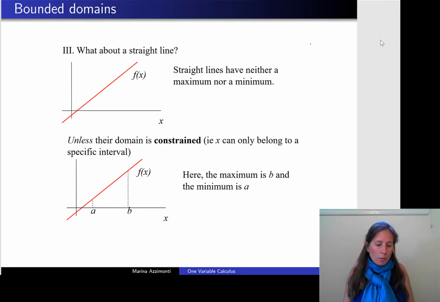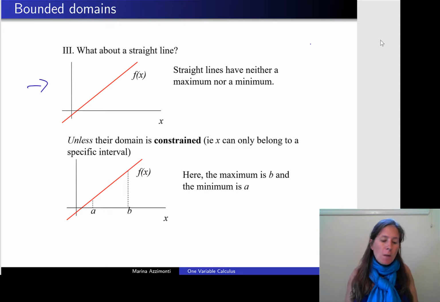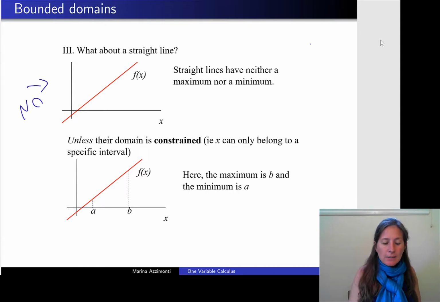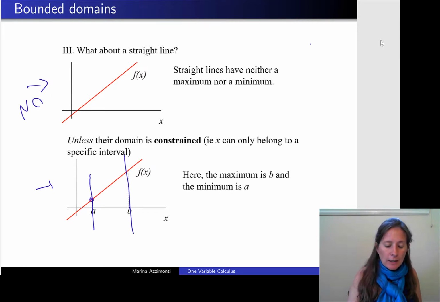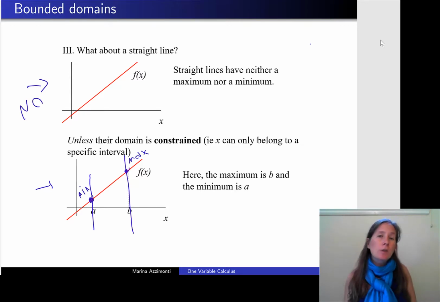Let me move here. What about the straight line? Well, straight lines, if the domain is unconstrained in the real line, are neither going to have a maximum nor a minimum. The only way in which a straight line is going to have a well-defined maximum and minimum is if we are restricting attention to a closed interval in the real line. So in the first plot, there's no maximum and minimum. In the second plot, there is, because if we define our function between A and B, then clearly A is the min and B is going to be the max. Okay?